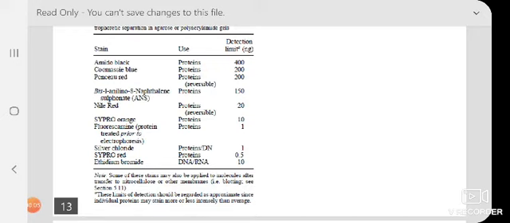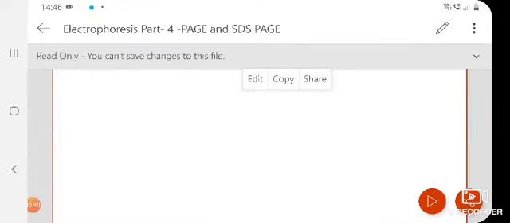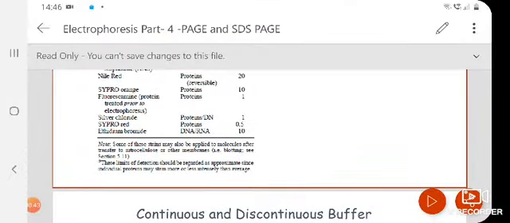But before I start this topic, there is a list of dyes which we use for detecting protein, DNA or RNA, and you can see the detection limit is also given. Amido black is used for detecting protein, but the protein must be present at 400 nanogram in the gel for it to be effective. Ethidium bromide, we generally use to detect DNA and RNA, and it is efficient even if only 10 nanogram of DNA is present.